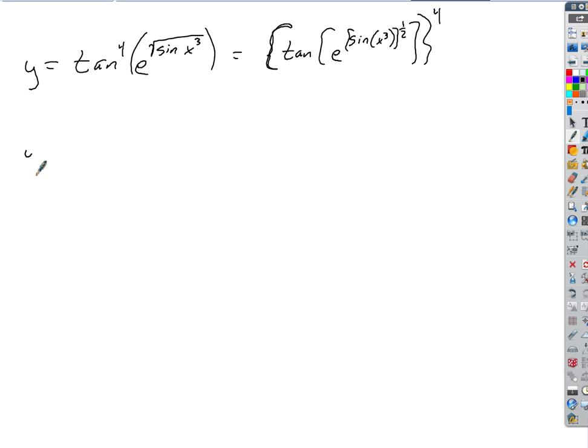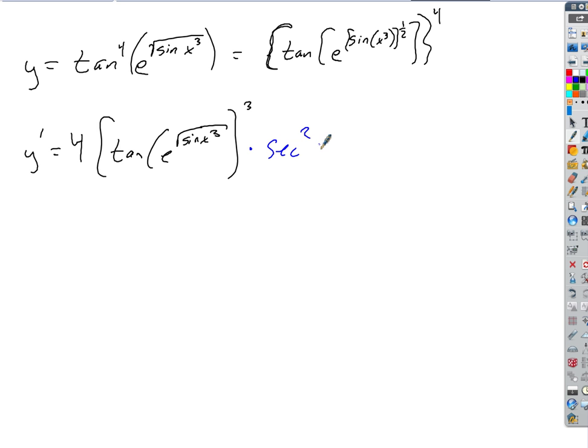So what's the outer link going to be? 4 times something cubed. So 4 times tangent of e to the square root sine x cubed. Next layer: I've got tangent of something, so the next layer is going to be secant squared of all that stuff. Why is it secant squared? Because the next layer I've got is a tangent.